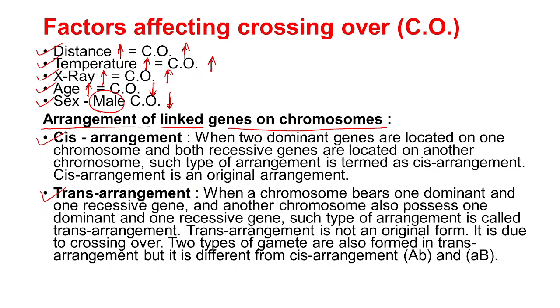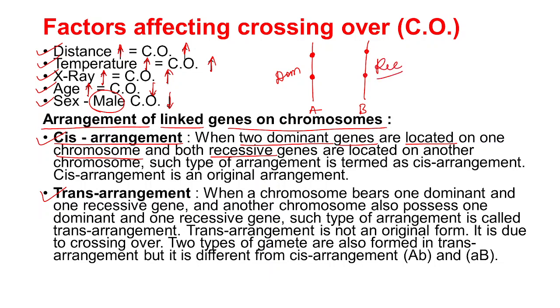Coming to the first one, that is cis arrangement. What is cis arrangement? See, when 2 dominant genes are located on one chromosome and both recessive genes are located on another chromosome. If you consider this as chromosome number A and this as chromosome number B, on chromosome A, 2 genes will be present and both the genes will be dominant, and on the other chromosome both are recessive.